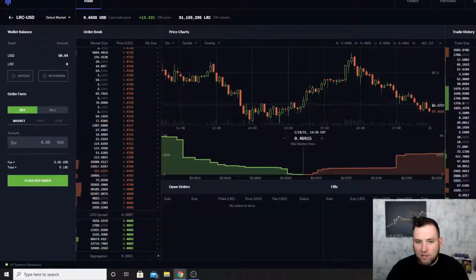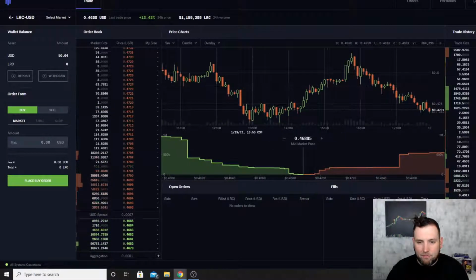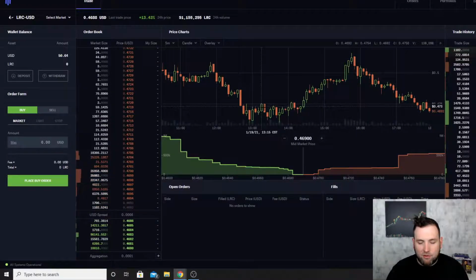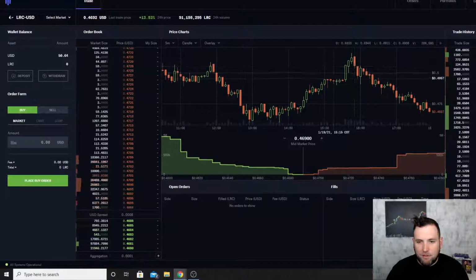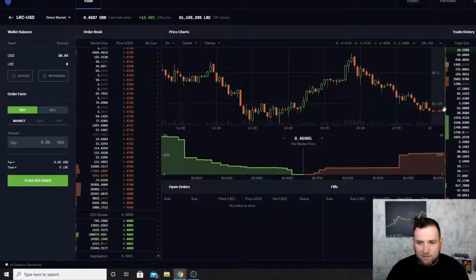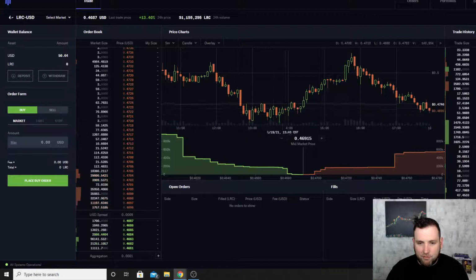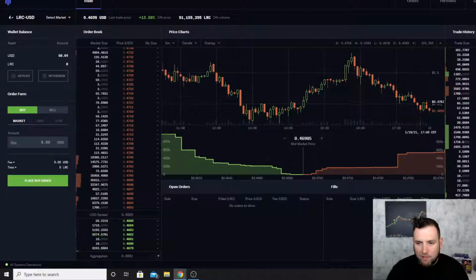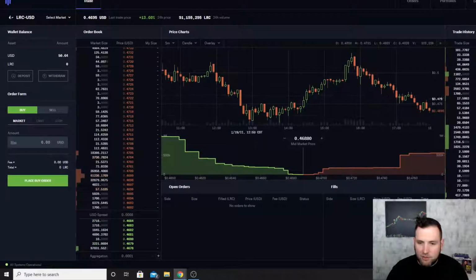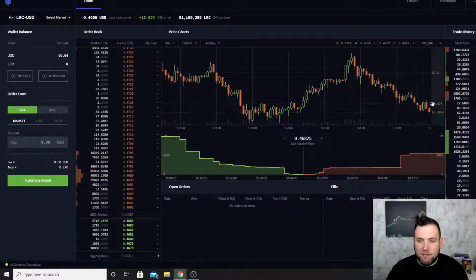So we saw this build up. All these green candles are buying candles, all the red candles are selling candles. We see this nice build up, and then it has a nice sell off. So the buyers were outweighing the sellers here, and then the sellers started outweighing the buyers. So we want to see buyers start to come back in on this.